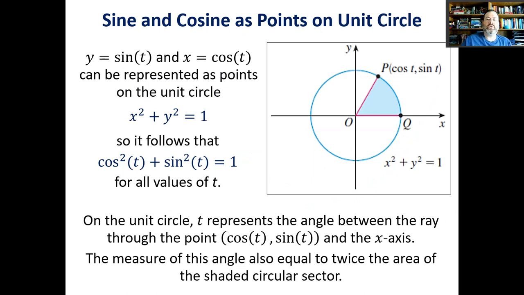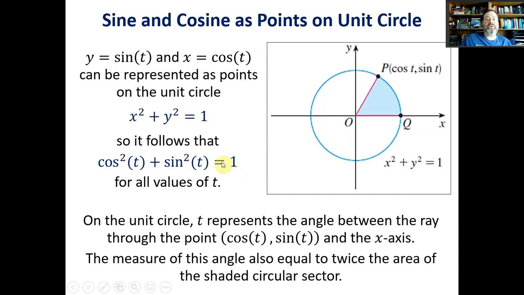So, quick trig review. When we're doing sine and cosine as points on the unit circle, you can write it as y equals sine t and x equals cosine t. That's called a parametrization. Essentially, t is just the angle. You could call it theta if you wanted, but the idea is that t is general, because t can go around and around. And if we're on the unit circle, then cosine squared t plus sine squared t equals 1 for all values of t.